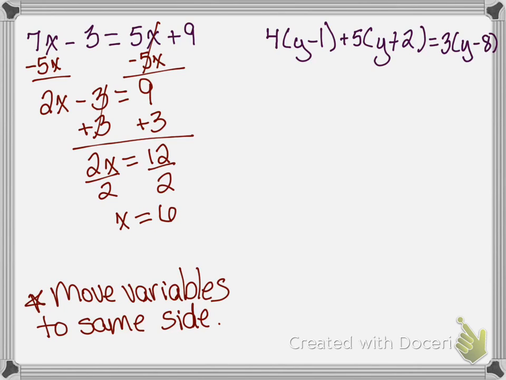Now, if you were going to check this, you're going to plug that 6 in for every x that you run into. So we're going to have 7 times x, and then we're going to have 5 times x. So every x that we run into.